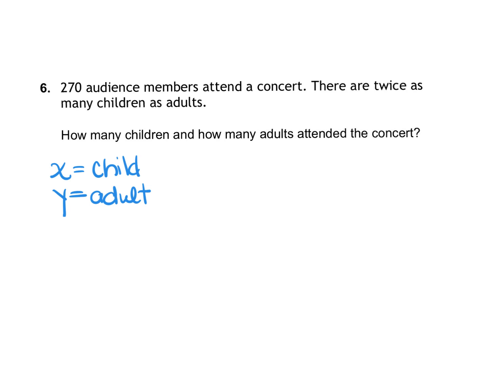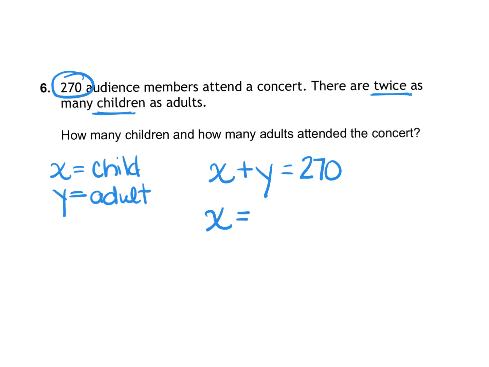Now, the first thing that they're saying is that there are 270 audience members, and they're made up of children and of adults. We just don't know how many of each. So you've got your child tickets, you've got your adult tickets. You don't know how many of each, but we know that we have a total of 270 total. Now, the other situation that they're telling us is that there are twice as many children as adult tickets. So that means that the child tickets are equal to twice as many as the adult tickets.